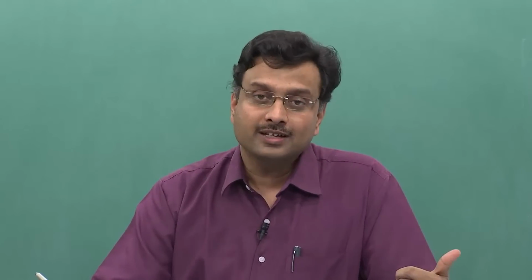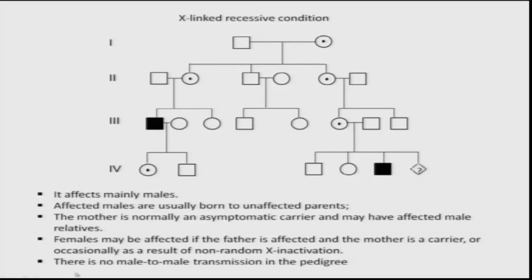So, what is important here is that in this kind of inheritance, you will not find male to male transmission. In any generation, you will not find a male transmitting the phenotype to a male in the next generation. That is not possible because it is on the X chromosome, right. But if you look into the phenotype and it does not segregate that way, then you can call that the phenotype you are looking at could be X-linked recessive.